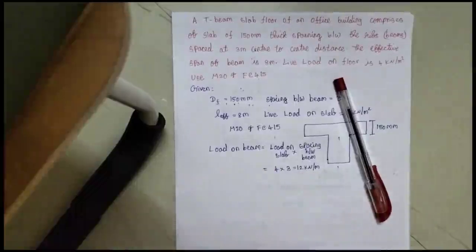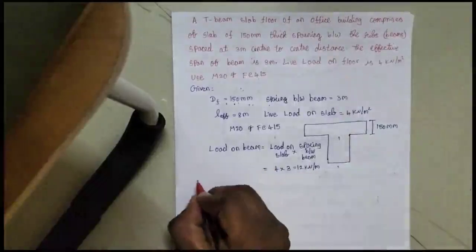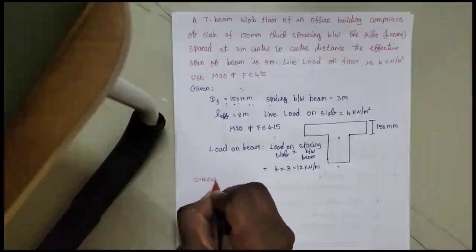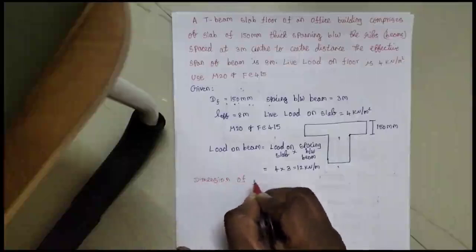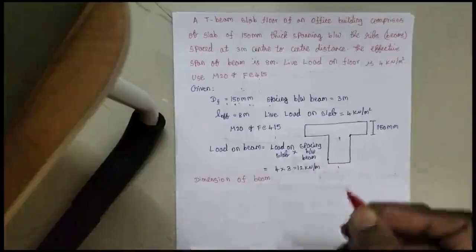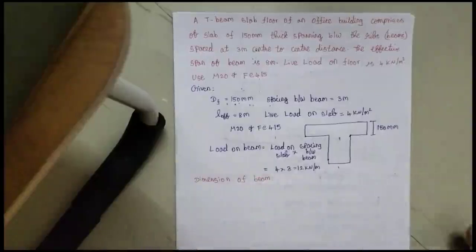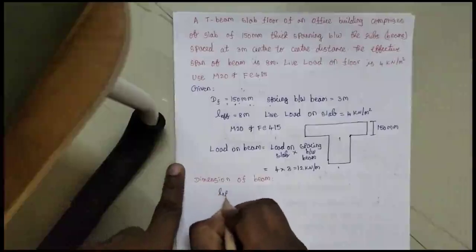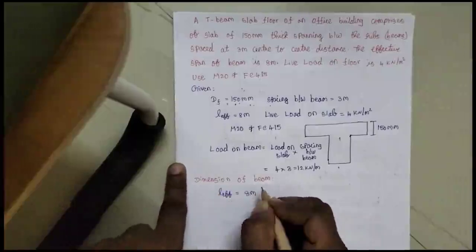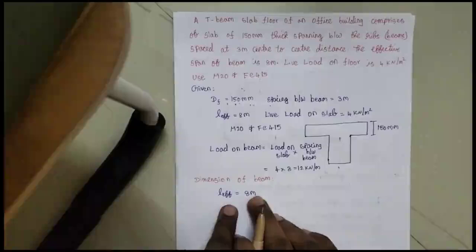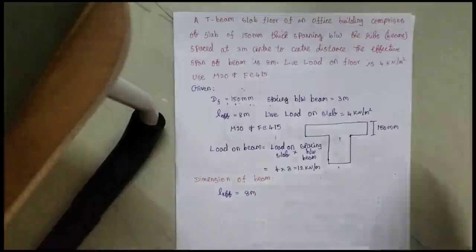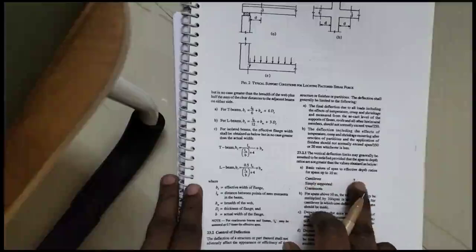Next, as usual, the main step is we need to calculate the dimension of the beam. That will be our first step in solving the problem. So dimension of beam. Here we know the effective length, L effective equal to 8 meter, and we can calculate the effective depth of the beam by using the concept given in IS 456 page number 37. If it is the L effective to depth ratio, then if it is a cantilever beam, we need to take it as 7. If it is a simply supported beam, then the L by D ratio is 20, and for continuous, the L by D ratio is 26.